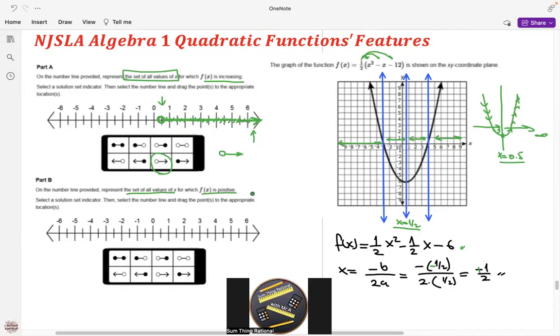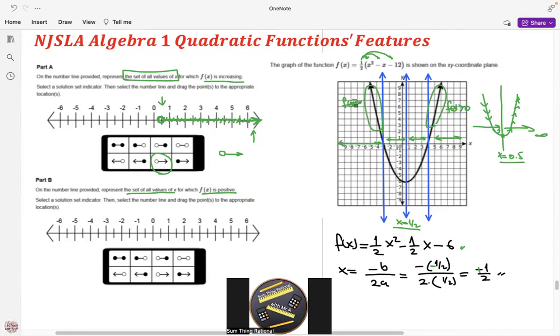So as we discussed in the previous video, function is positive, meaning which part of the graph of this parabola is above the x-axis. The x-axis is this one here, okay? This part is above the x-axis. This part is above the x-axis. It means f of x is bigger than 0 here.